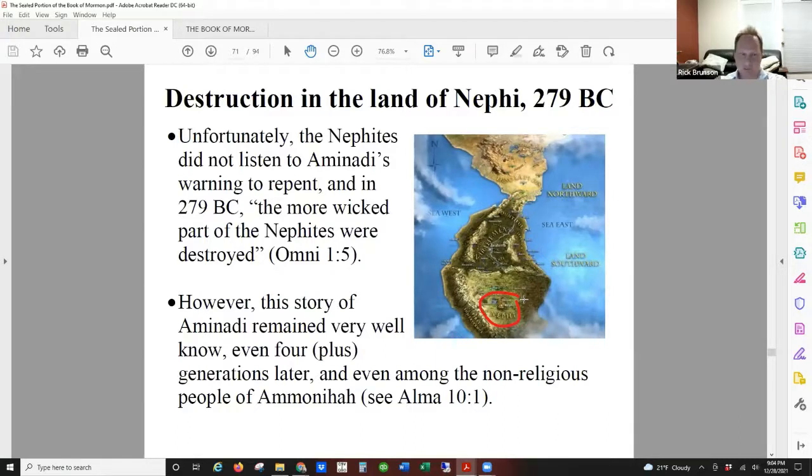They didn't listen to his warnings, and in 279 BC, Aminadi tells us that the more wicked part of the Nephites were destroyed. However, this story of Aminadi remained very well known, even 4+ generations later, and even among the non-religious people of Ammonihah. So this must have been an event that was worth talking about, even generations later, and among the people that weren't even religious.